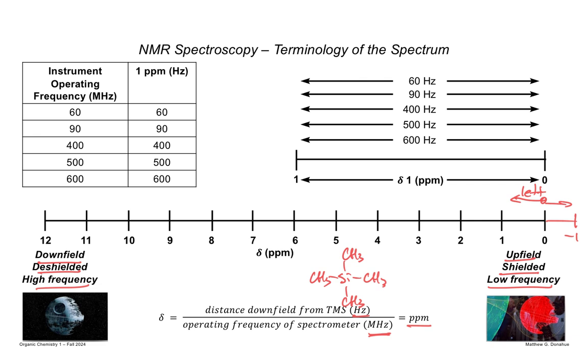What does that translate into? Along from 0 to 12 is where you're going to see your different functional groups, whether it's an alkane, an alkyne, an alkene, an aromatic hydrogen. How they interact with the field shifts them on that scale.